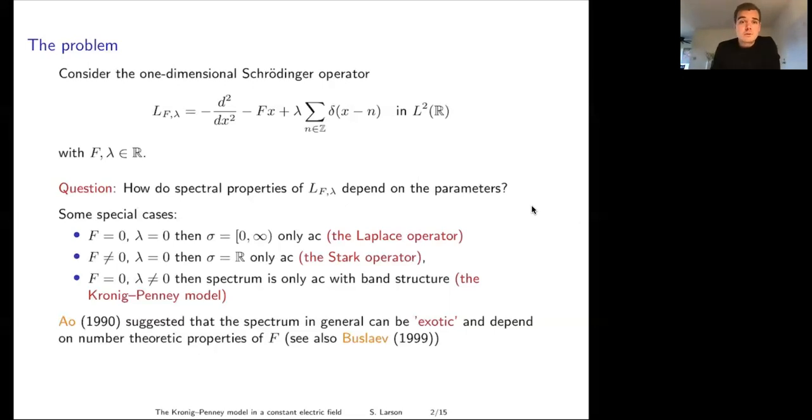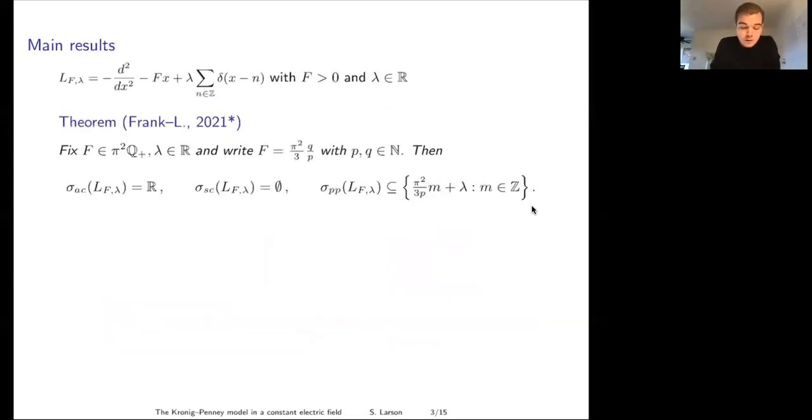So what do we actually prove in this new paper? Just to sort of put ourselves in a definite setting, I'm going to assume that f is positive. f negative can be reduced to this case just by changing the orientation of the line. So this is not really an assumption. It's just for concreteness. And what we prove, hopefully, very hopefully in 2021, is that if we assume that our field strength is a rational multiple of pi squared, and lambda is arbitrary, real, then the absolutely continuous spectrum of the corresponding operator covers all of the real line.